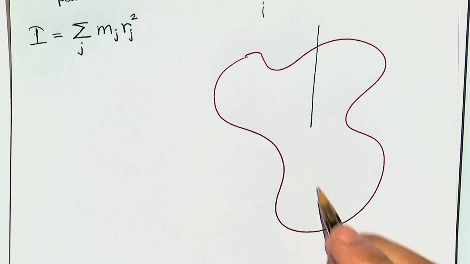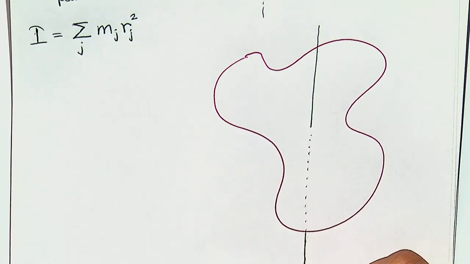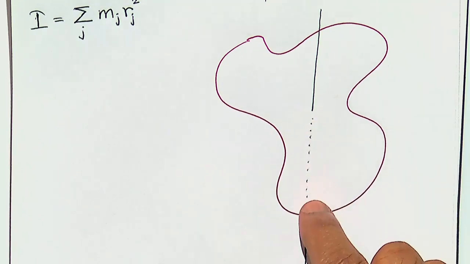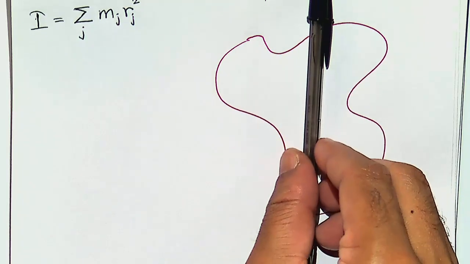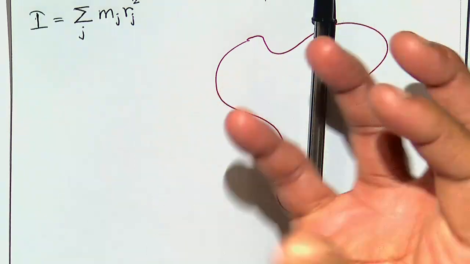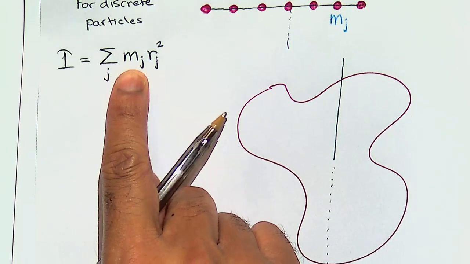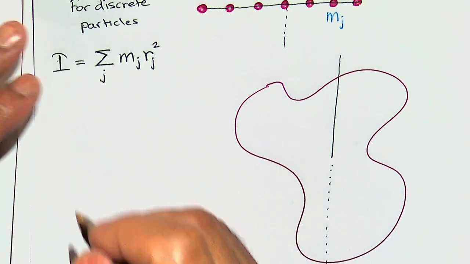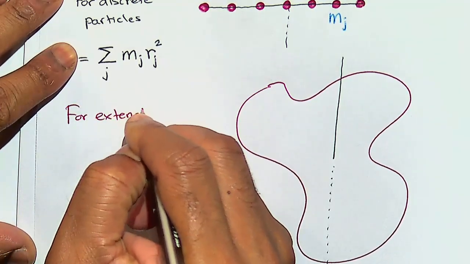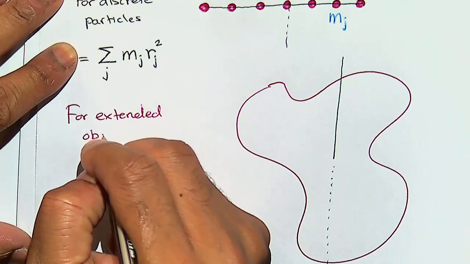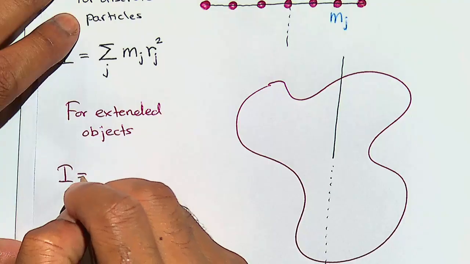Maybe you want to find the moment of inertia about this axis. I'm drawing the dotted line to go through the three-dimensional object, and you're trying to find, okay, what would happen if I try to rotate this object about this axis? Can you do this? For extended objects, you do something similar, except you do an integral, right?